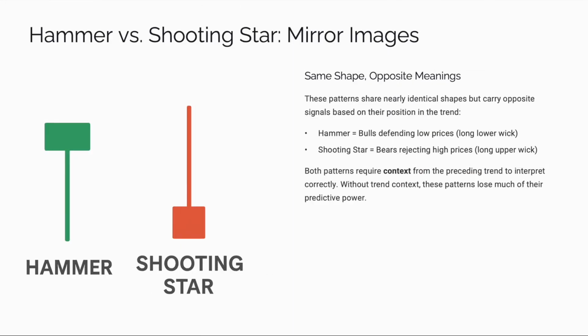Now here's the trick. These two look almost identical. The difference lies in the trend context. Hammer after a fall means a bullish sign. Shooting star after a rally means a bearish sign. So always check the previous trend before acting on these patterns. But remember, both patterns require context from the preceding trend to interpret correctly. Without trend context, these patterns lose much of their predictive power.